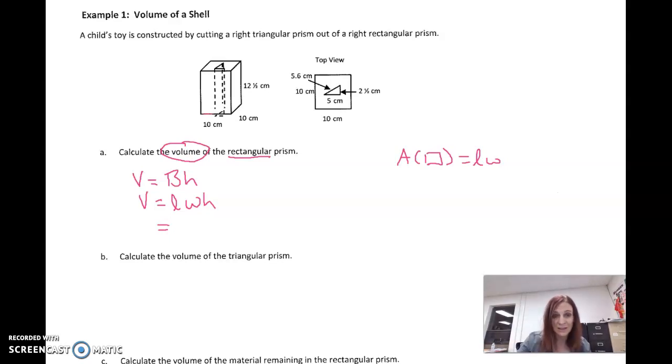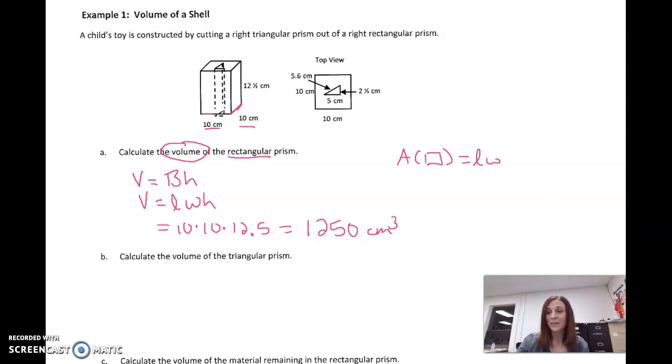My length, I'll say, is 10 times my width, which is 10. And again, we're all multiplying, so it doesn't matter the order. Times our height. Height is the distance between the bases, and that's 12 and a half. I'm just going to write it as 12.5. Okay? Calculator. 10 times 10 times 12.5 is 1,250 cubic centimeters. So we could take 1,250 little tiny 1 by 1 by 1 centimeter cubes, and that would give you the volume of the whole thing.